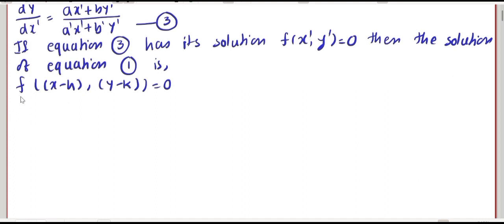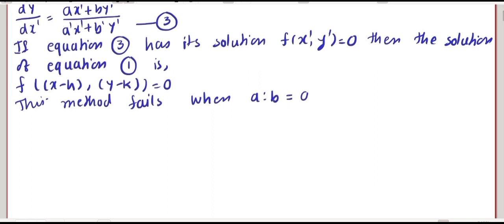Now this method fails when the ratio of a and b is equal to the ratio of a dash and b dash. Then what happens? Then the values of h and k will not be finite, that is, h and k will be infinite or indeterminate.